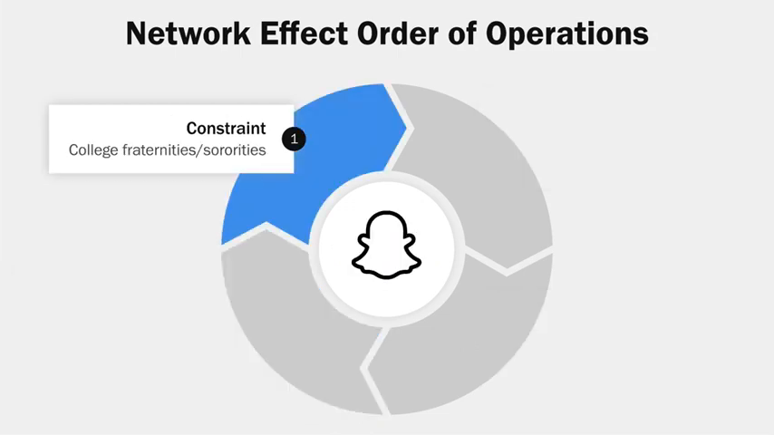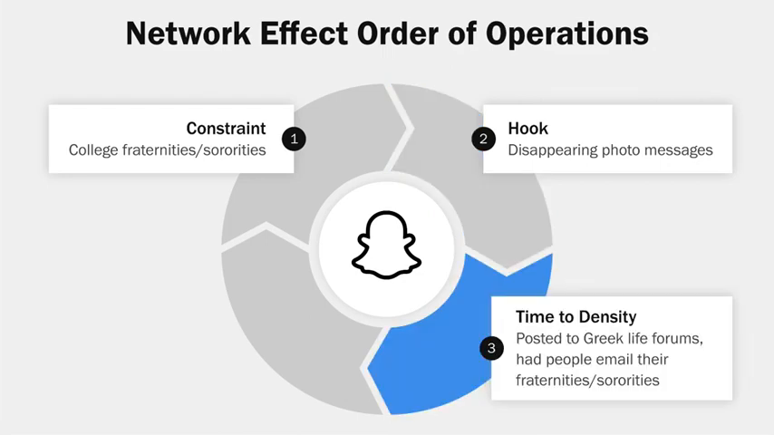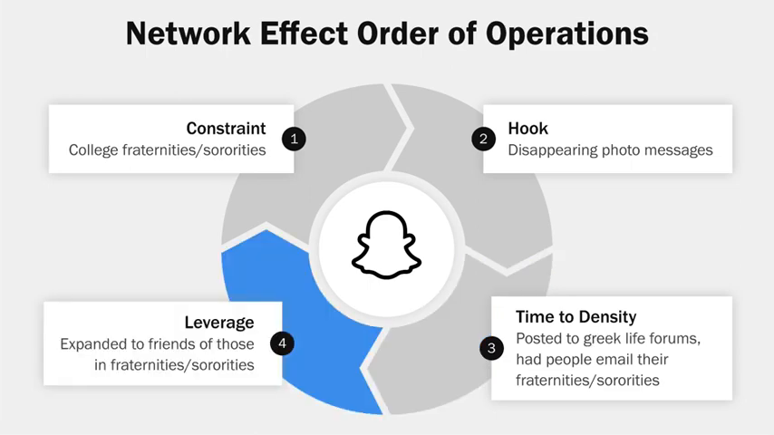We could also think about this in the context of the early days of Snapchat. They first started by constraining the audience to college fraternities and sororities. The product hook was disappearing photo messages, which hadn't existed before. The time to density was that they posted to Greek life forums and other email lists in order to accelerate that time to that initial constrained audience. And then they leveraged it by expanding to friends of friends in those fraternities and sororities.